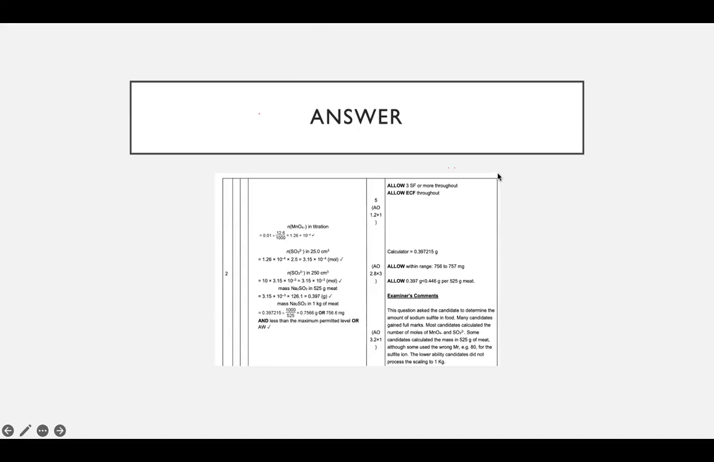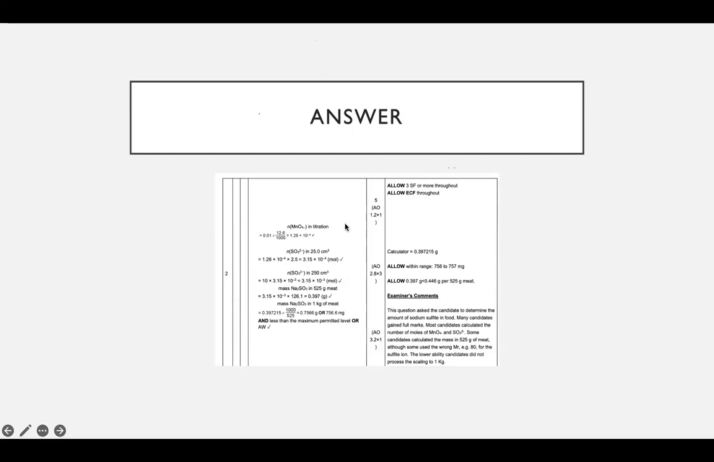So the answer there, by the way, is 0.7566 grams. Anything in that ballpark is fine. Someone says they got 757, which is perfect because you did 3 significant figures. They really don't care. Look at what it says here: allow 3 SF or more throughout. So that's perfect.